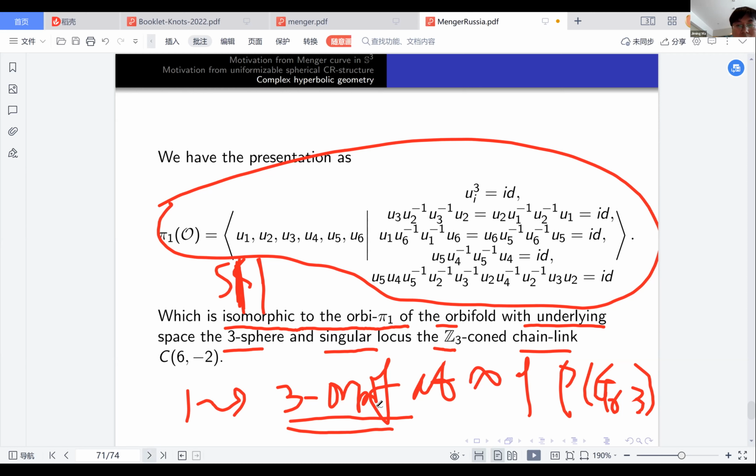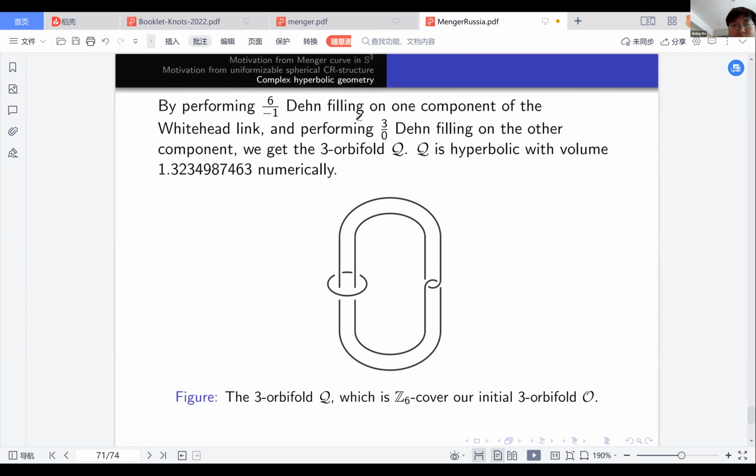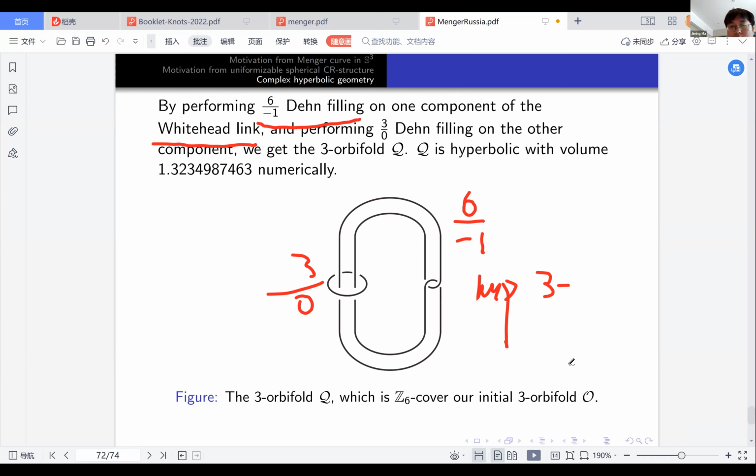it's not difficult. In fact, from two different fillings of the so-called perfect link, one component is filled with the coefficient of this guy, and the other component with this guy. So it is a hyperbolic three orbifold, right? And we can also show that the three orbifold here is a cover of our initial three orbifold. Then since this guy is hyperbolic, this implies this guy is hyperbolic. Okay.